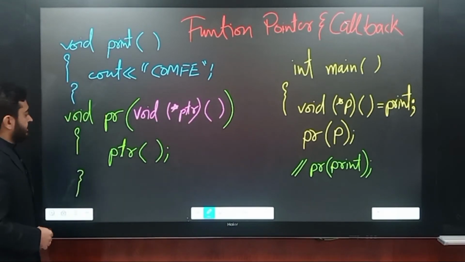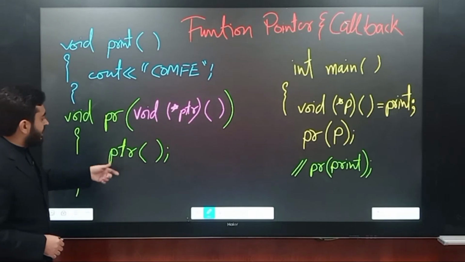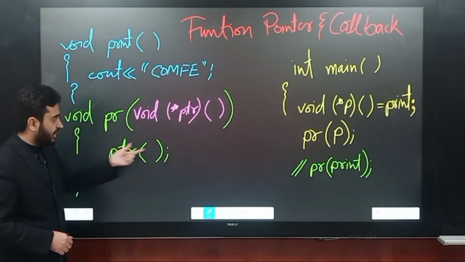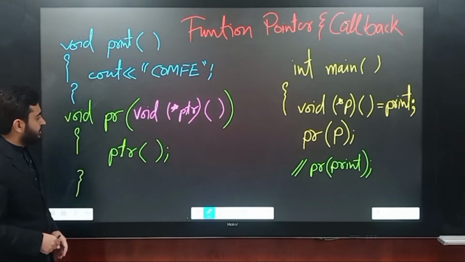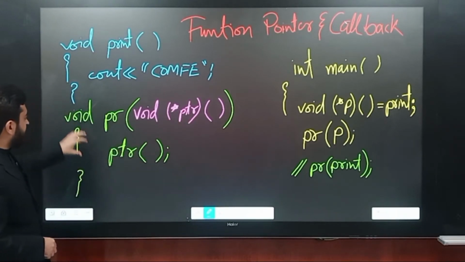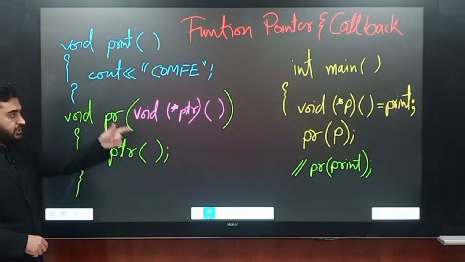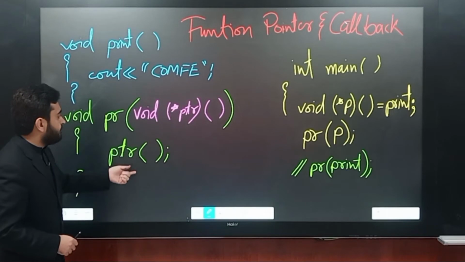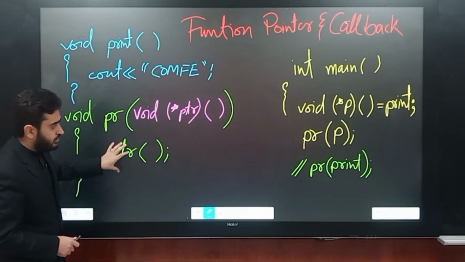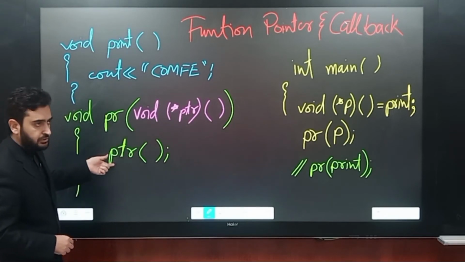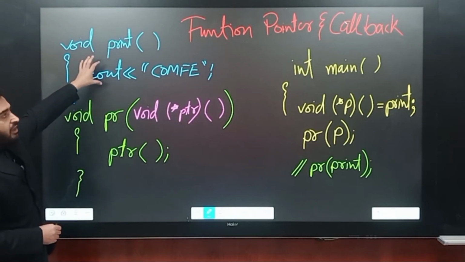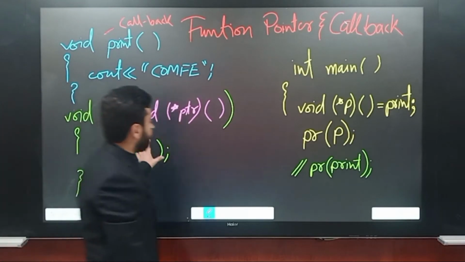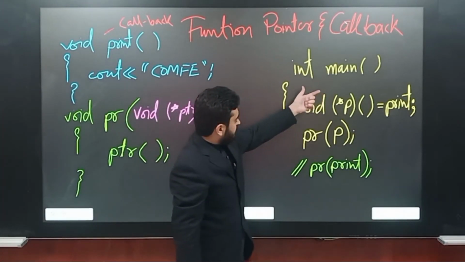So this ptr can be assigned with any function that has this type of signature. Now we want to call that function which will be pointed to by the pointer. So how will we call this function? By calling the pr function from the main function. Whenever you call a function through a pointer, that function is known as a callback function. So let's see how we can call these in the main function.